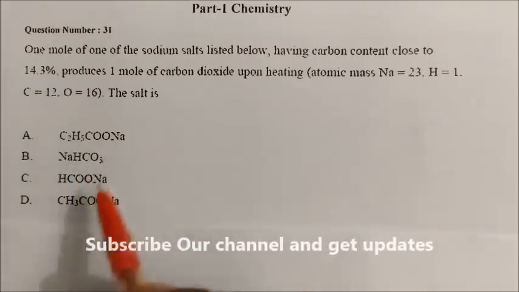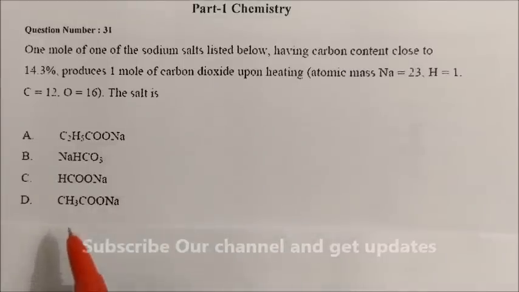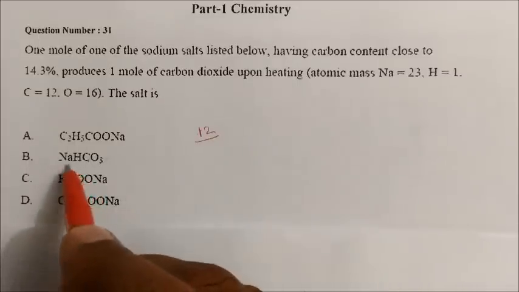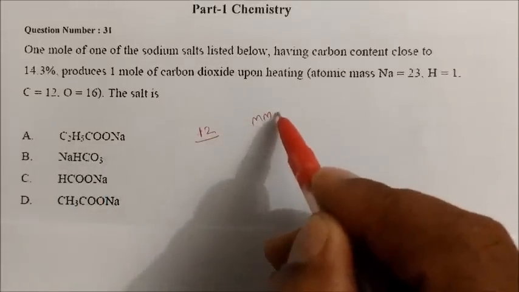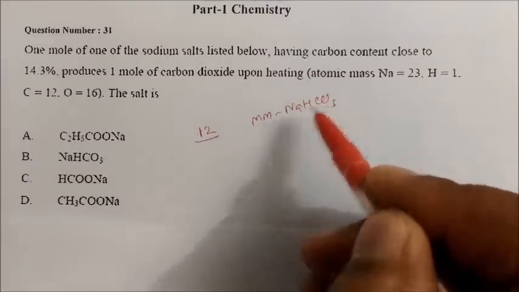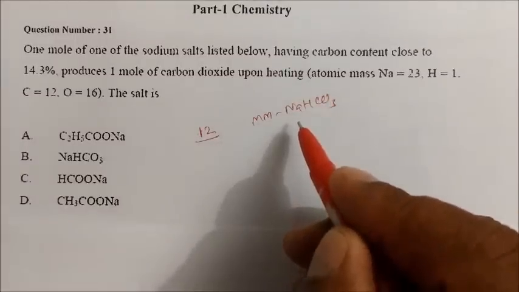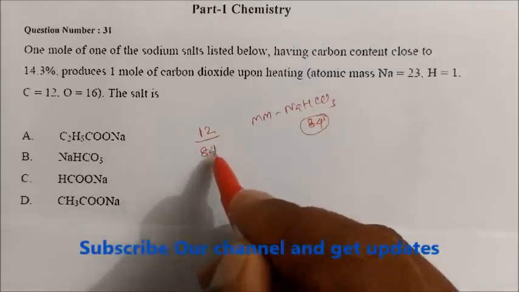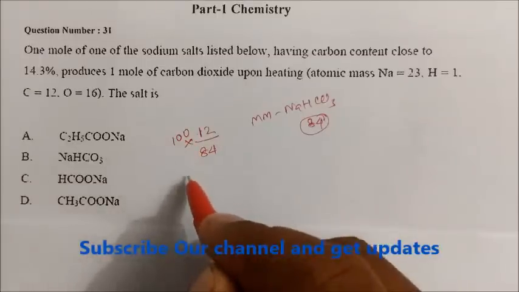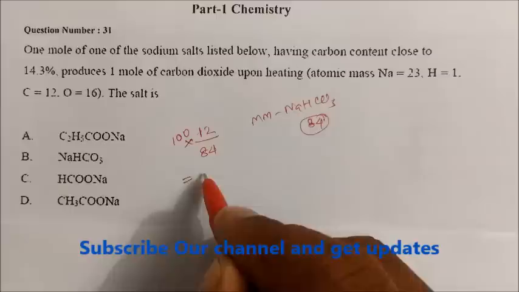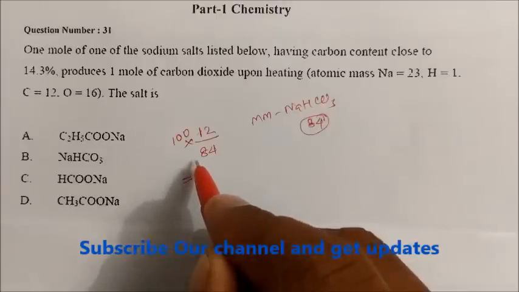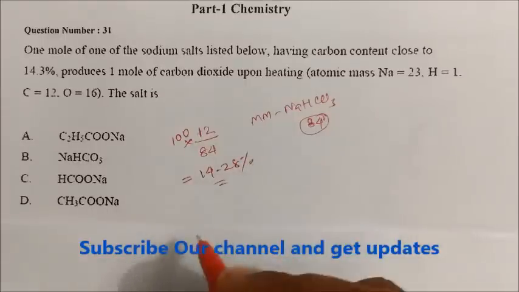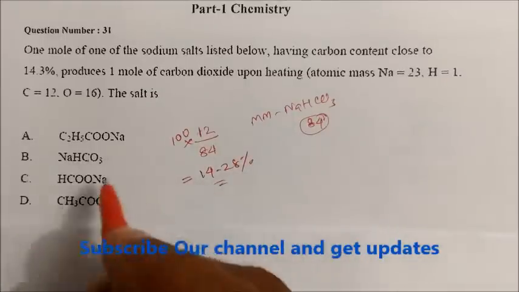14.3% carbon means we'll use the law of conservation of mass or law of definite proportions. So what is the mass of carbon? Carbon is 12. And what is the molar mass of sodium bicarbonate? If you calculate, it comes to around 84. So just divide by 84 and multiply by 100. On solving, you will get 14.28%.